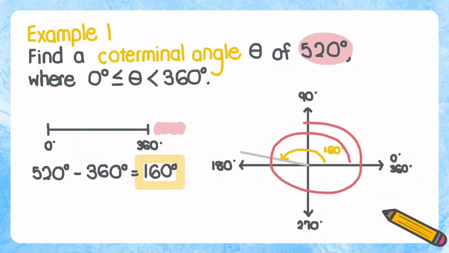520 degrees is a full circle plus a little bit extra. It's a full circle and an extra 160 degrees. And notice how we still end up on the same terminal side right here. So that's how we know that the two angles are coterminal.